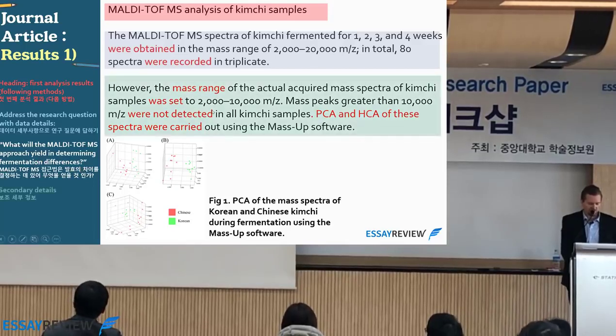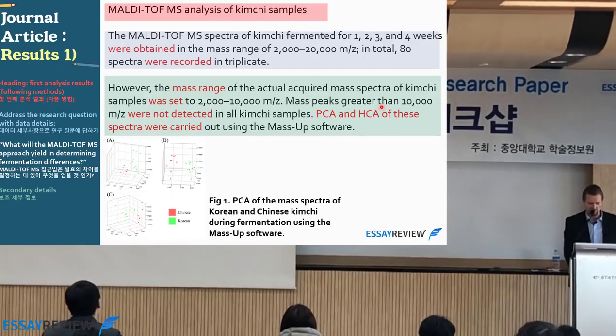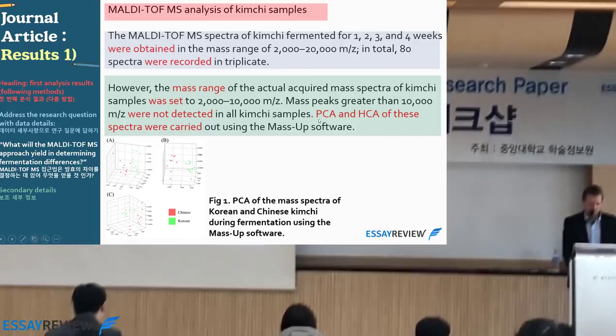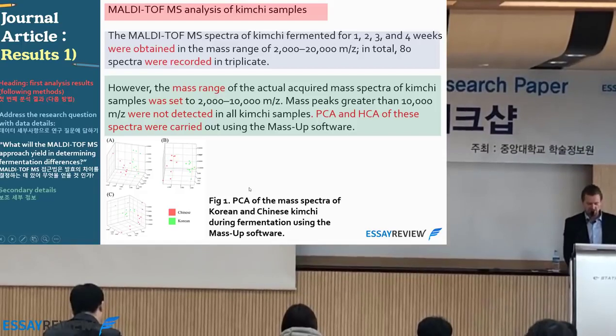And here's the secondary details. However, the mass range of actual acquired mass spectra was set to 2,000 to 10,000 m/z. Mass peaks greater than 10,000 were not detected in kimchi samples. So you've got details about this analysis. And your caption presents data as a statement, right? Here's the caption: PCA of mass spectra of Korean kimchi and Chinese kimchi during fermentation. This is the text for this figure.